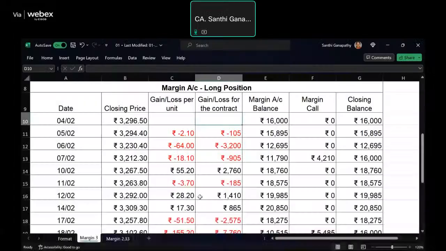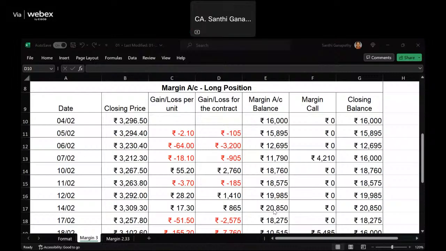You can look at the solution. Once again, I will explain. Ideally, you should be working out and then checking it out so that whether it is clear or not, we will know. What has happened? Initial margin, 16,000 was deposited. The balance in the margin account will be 16,000.